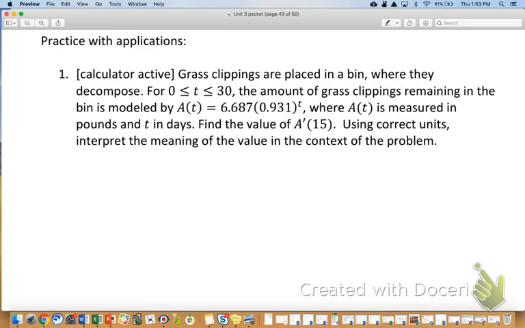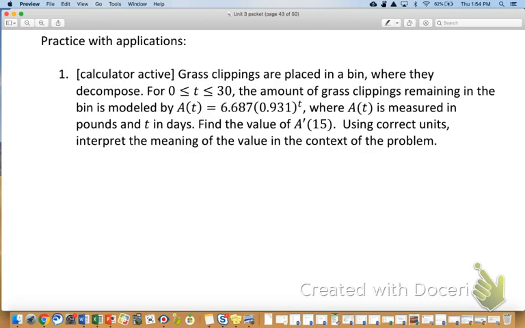So please take a minute and read this over. If anybody's ever mowed grass and had to dispose of grass clippings, you know this to be true. It says grass clippings are placed in a bin where they start to stink and decompose, right? So for the time interval from 0 to 30, the amount of grass clippings remaining in the bin is modeled by A(t), where A(t) is measured in pounds and t is measured in days. Find the value of A prime of 15, and that's where I want you guys to start.